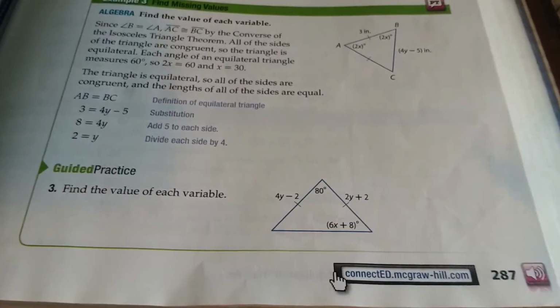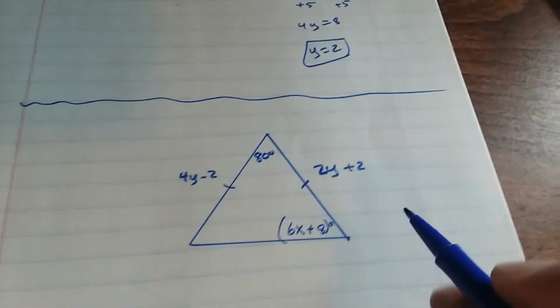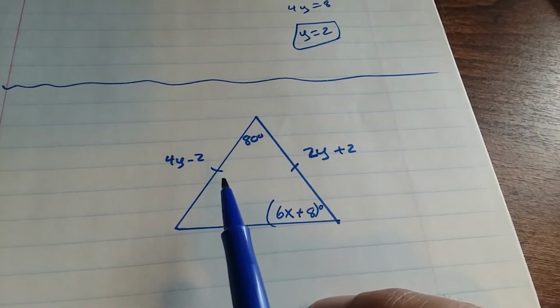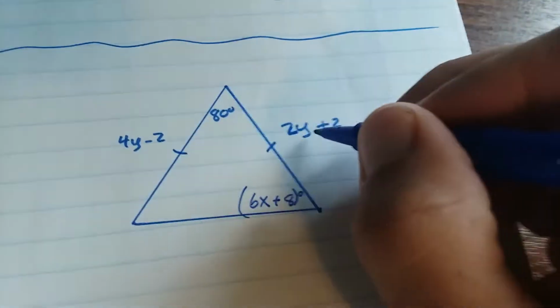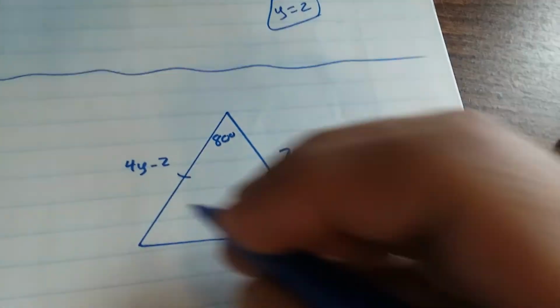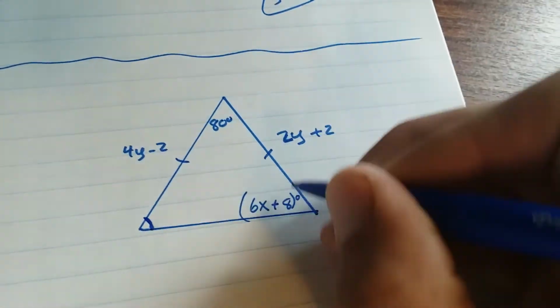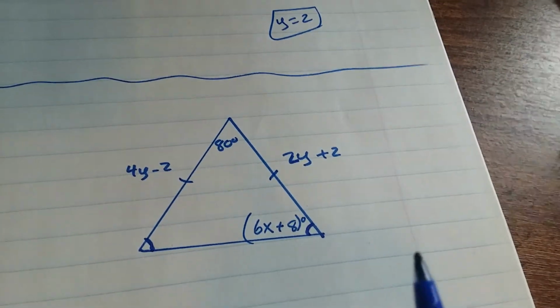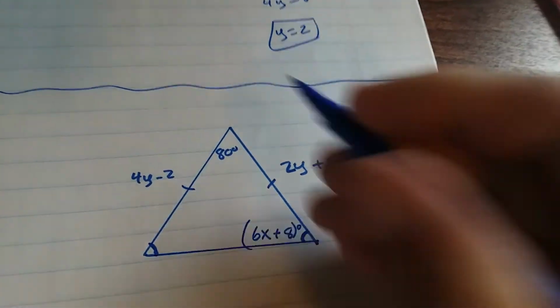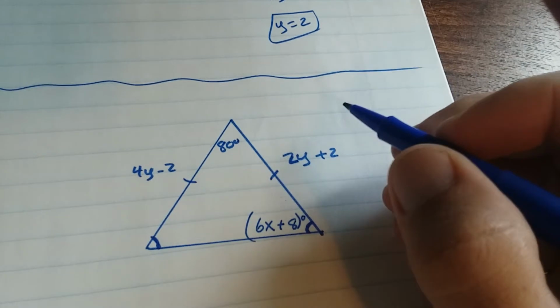Okay, pause the video, go ahead and do the guided practice right here, and then resume it to see how you did. All right, so we need to find x and y again. So we have these two sides are congruent, so that means that this angle and this angle are congruent. Notice we don't have an equilateral triangle this time because this angle is not 60 degrees.